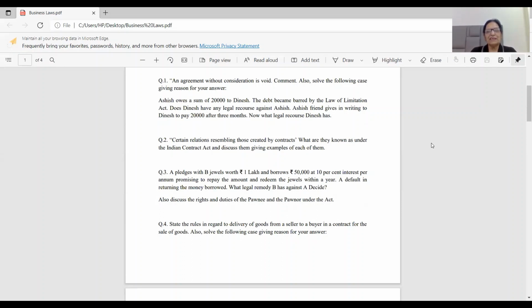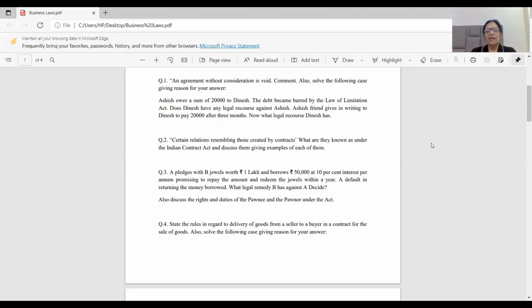A is a pledger and B is a pledgee. A has pledged his jewelry with B worth ₹1 lakh, and on the basis of that he has borrowed the amount of 50,000 rupees. Okay, and he has to repay the debt within a year. But he has defaulted. He has not paid the money. Now the question is, what remedy B has against A?